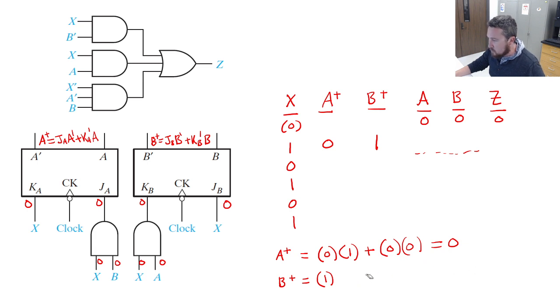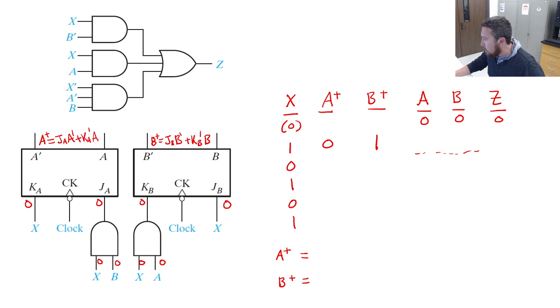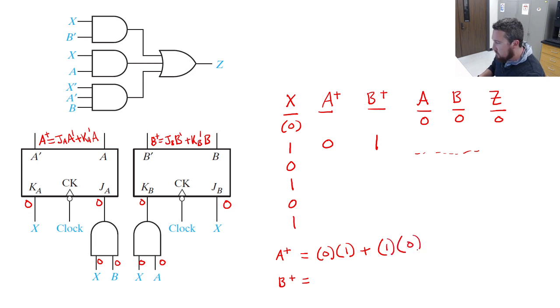This is why everyone prefers to work with D flip-flops, because they're not nearly as confusing. All right. So now let's unpack. So A plus is equal to JA and A prime. So JA is equal to 0. A prime is equal to 1. Or KA prime is equal to 0, which means KA is equal to 0. KA prime is equal to 1. And A is equal to 0. So that means it's equal to 0.